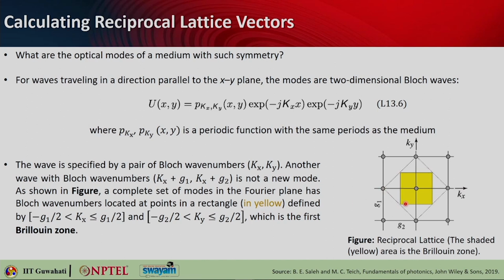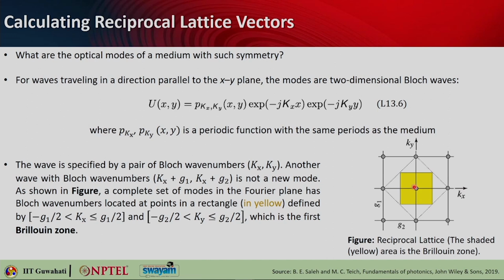So what is this one? kx is defined as minus g1 by 2 to plus g1 by 2, and ky will be defined as minus g2 by 2 to plus g2 by 2, and this particular rectangle is called the first Brillouin zone. And why are we interested here?